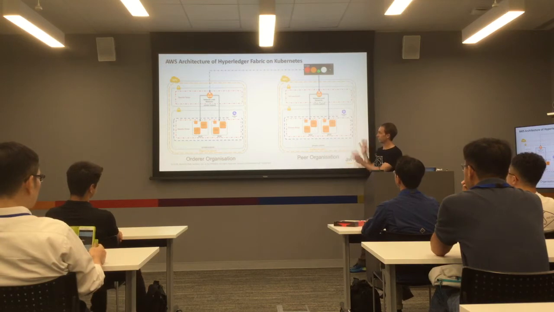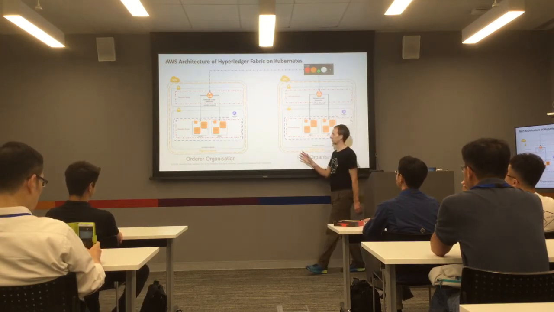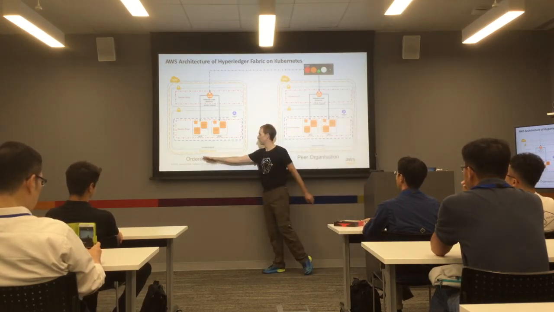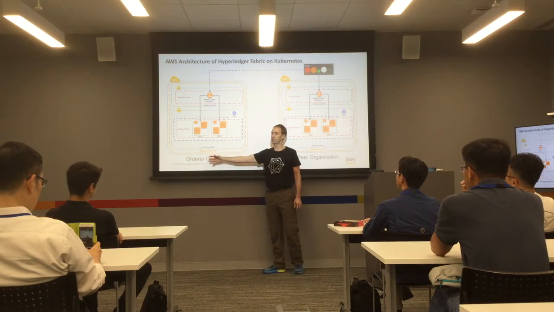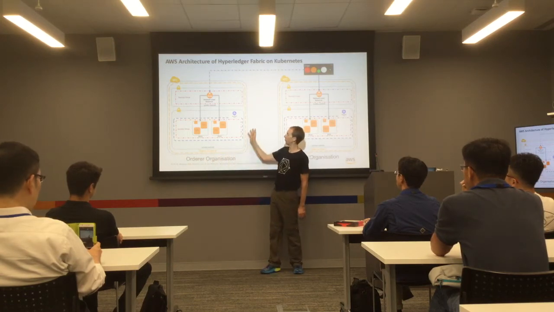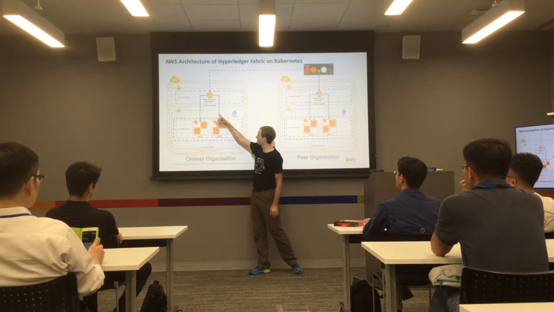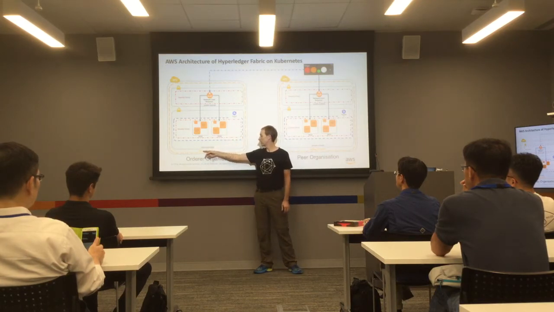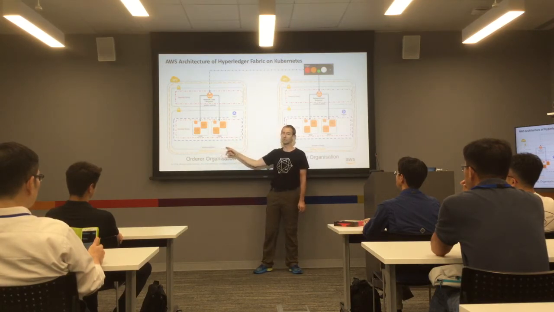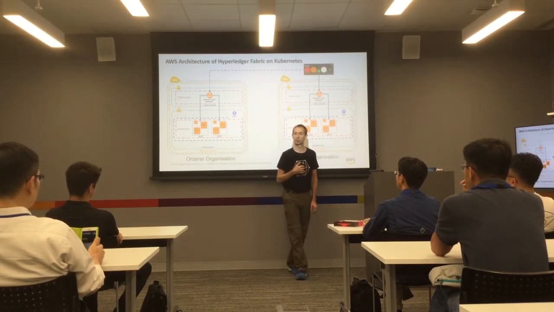So the way I've designed this little demo that we're going to see is, on the left-hand side, we have an orderer organization. So inside of Fabric, this organization is simply responsible for ordering the transactions and sending those transactions to all of the peers in the network. It's running its own Kubernetes cluster. It's in this case, US West 2 region. It's in one of my AWS accounts.